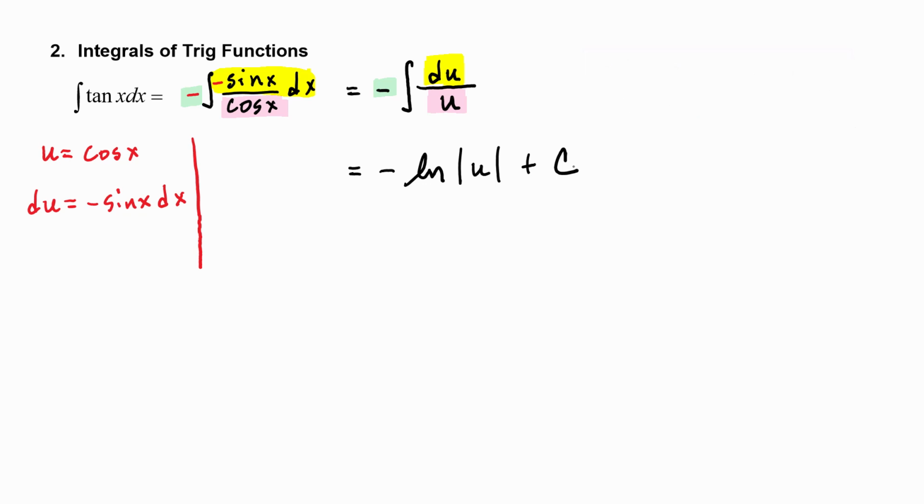And now because this is an indefinite integral, we have to go back to the x variable. So this is negative natural log absolute value of cosine of x plus c. So now for the first time, we are able to integrate tangent of x dx. And see that it is negative natural log absolute value cosine x plus c.